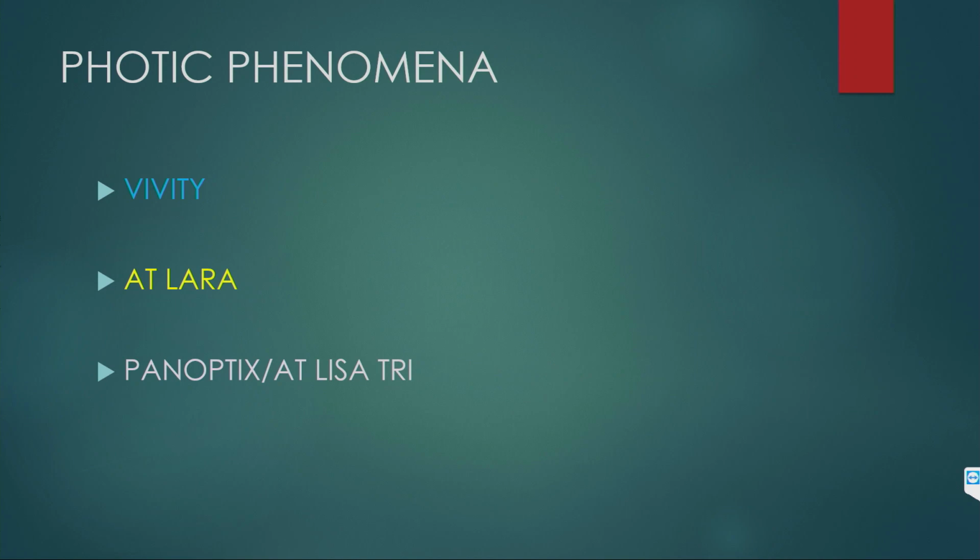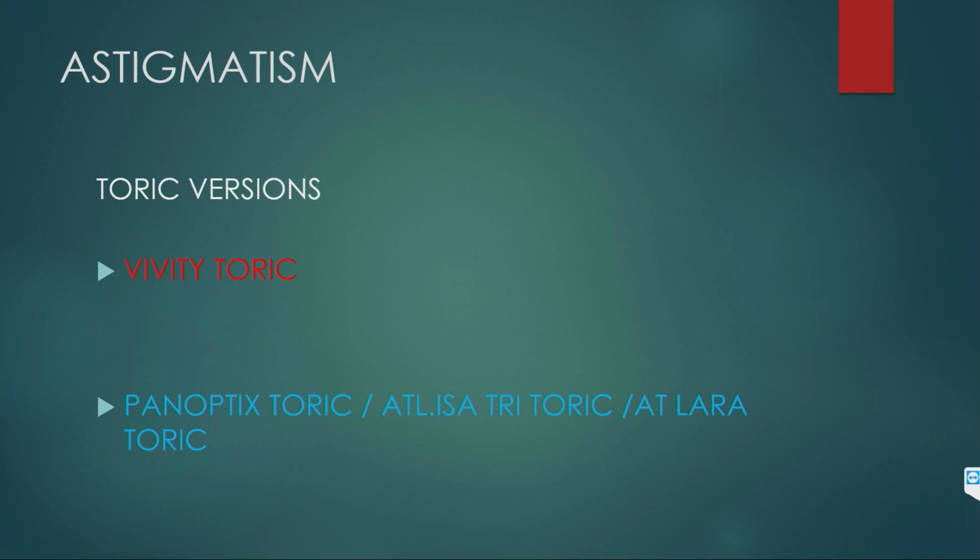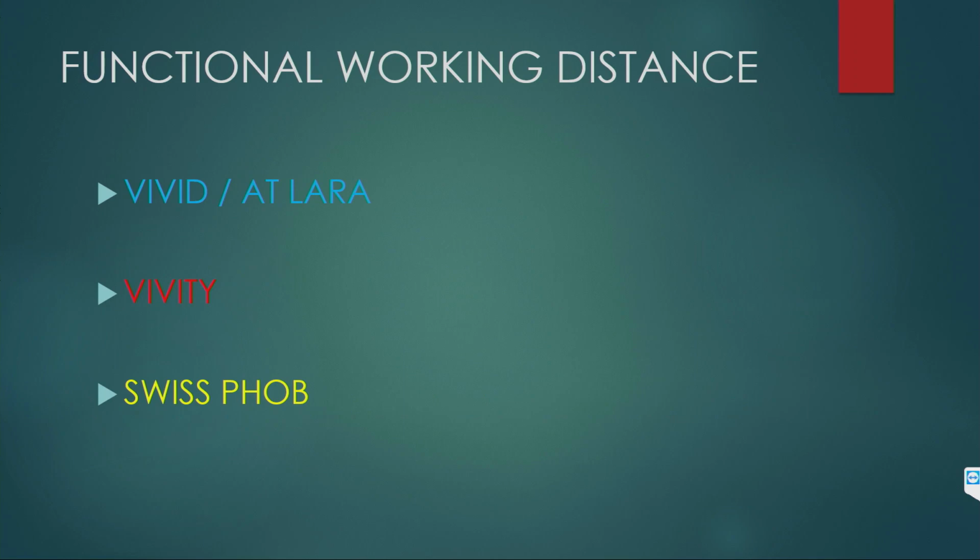About the photic phenomena, like I said, if a patient wants to drive and at the same time have comfortable reading and intermediate vision, then I would advise Vivity to this patient. And AT Lara will also be an option, a slightly less costly option. And Panoptix and AT Lisa Tri, like I said, also have lesser photic phenomena. If a patient doesn't drive extensively and wants to read, like a retired professor who drives, I would still give Panoptix or AT Lisa Tri. So the toric versions I talked about. And for functional working distance, we have the Vivid, the AT Lara, the Vivity, and the Swiss Phobe.